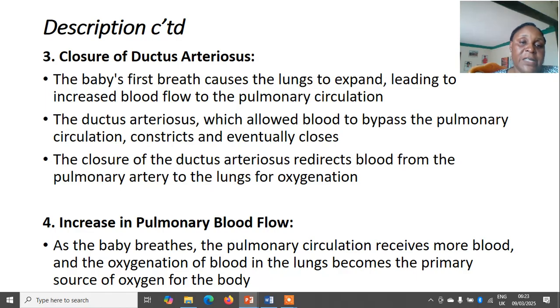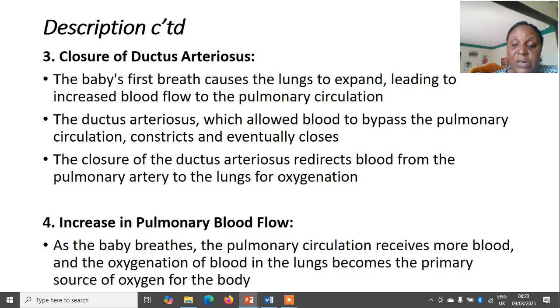So, closure of the ductus arteriosus. The baby's first breath causes the lungs to expand, leading to increased blood flow into the pulmonary circulation. The ductus arteriosus, which allowed blood to bypass the pulmonary circulation, constricts and eventually closes. At the closure of the ductus arteriosus, blood is redirected from the pulmonary artery to the lungs for oxygenation. So there is then an increase in pulmonary blood flow as the baby starts to breathe.